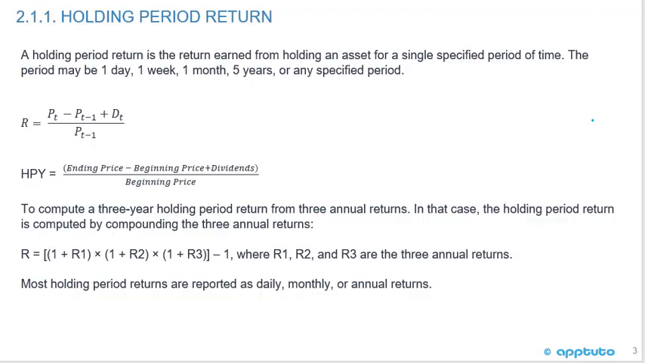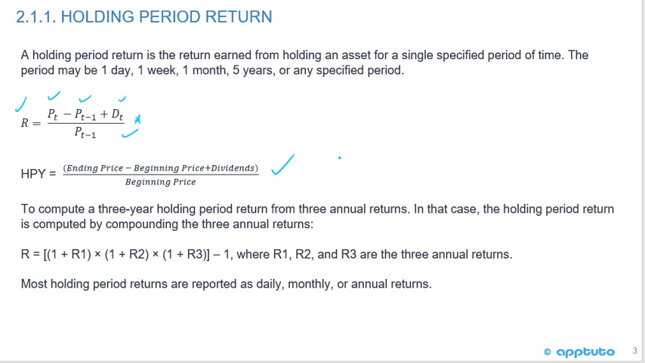Holding period return. A holding period return is the return earned from holding an asset for a single specified period of time. The period may be 1 day, 1 week, 1 month, 5 years, or any specified period. So here we have the calculation. The return is the ending price minus the beginning price plus the dividend, but note that's at the same time, time t, which is the same time as the ending price, divided by price at t minus 1, which is just the beginning price. So again, we've seen this before in previous LOS, a holding period return: ending price minus beginning price plus dividends divided by the beginning price.